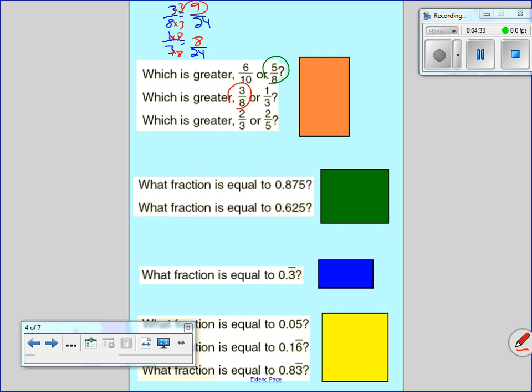Which is greater, 2/3 or 2/5? Now this one we don't have to show our work because they have the same numerator. With the same numerator in mind, you just have to keep in mind of this. You have 2/3 and you have 2/5. If you're ordering some pizza, we've been talking about pizza and pies a lot in class, right?